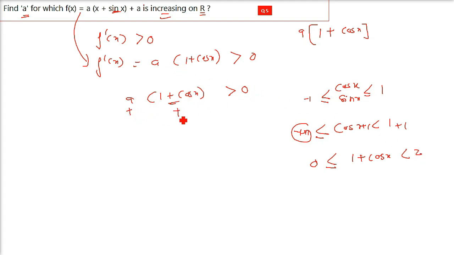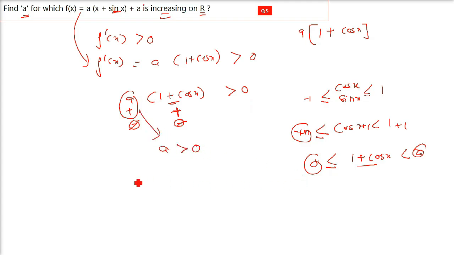So 1 plus cos is positive, so A has to be positive. Or both can be negative, but we have already proved that 1 plus cos x is between 0 and 2, which is actually a positive range. So both negative can be ignored now. So A has to be positive, that is A has to be greater than 0.